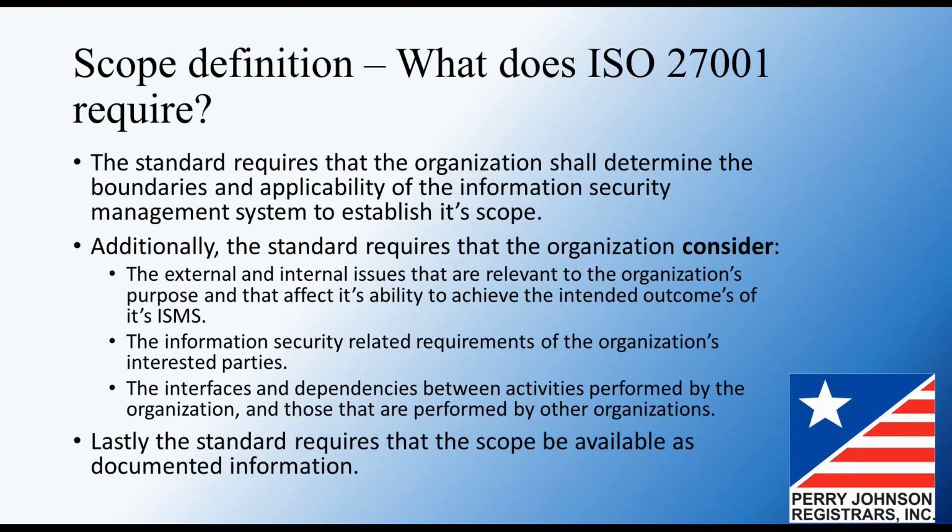All right, scope definition. So what does the standard require? It requires that the organization shall determine the boundaries and applicability of the information security management system in order to establish its scope. Additionally, the standard requires that the organization consider the external and internal issues that are relevant to the organization's purpose and that affect its ability to achieve the intended outcomes of its ISMS, the information security related requirements of the organization's interested parties, and the interfaces and dependencies between activities performed by the organization and those that are performed by other organizations. And then lastly, the standard requires that the scope be available as documented information.